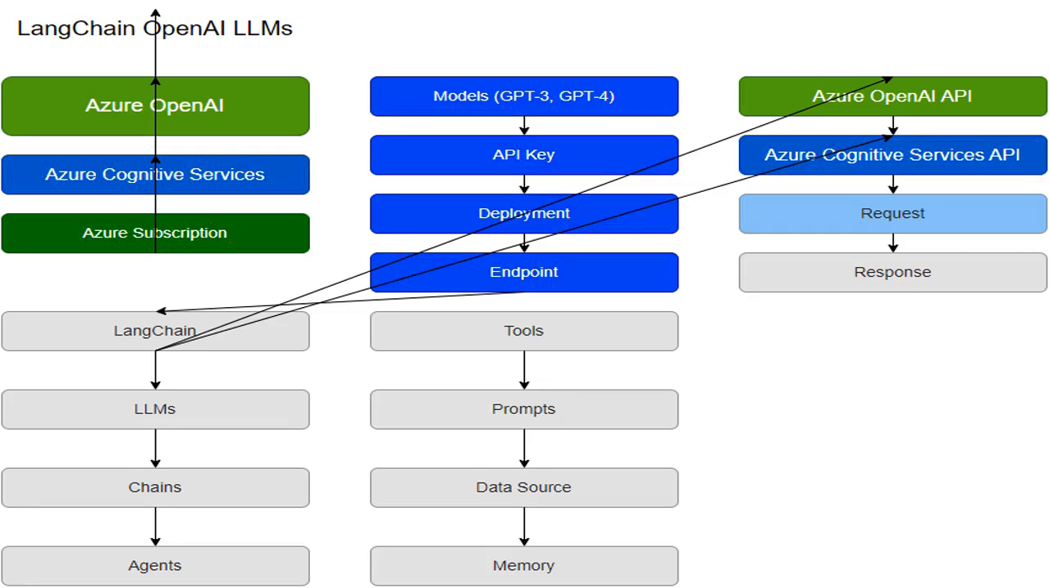A request is information sent from LangChain to the LLMs or other APIs. Requests originate from LangChain. Requests are sent to the Azure OpenAI API. Requests are sent to the Azure Cognitive Services API. A response is information returned from the LLMs or APIs to LangChain. Responses are returned by the Azure OpenAI API. Responses are returned by the Azure Cognitive Services API. Responses are received by LangChain.